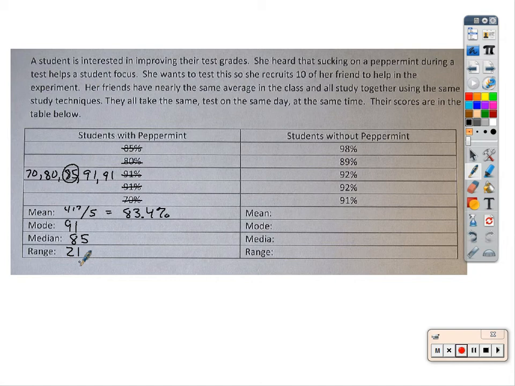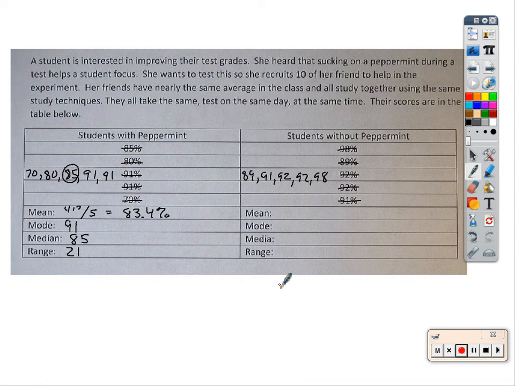Again, I'm going to do the same thing over here. I'm going to write down my smallest number. Oops, already messed it up. 89 is my smallest number. Write it down, cross it out. Then I go up to 91, write it down and cross it out. 92, write it down and cross it out. 92 again, write it down, cross it out. And 98. 1, 2, 3, 4, 5 numbers. So I've got everything written down.